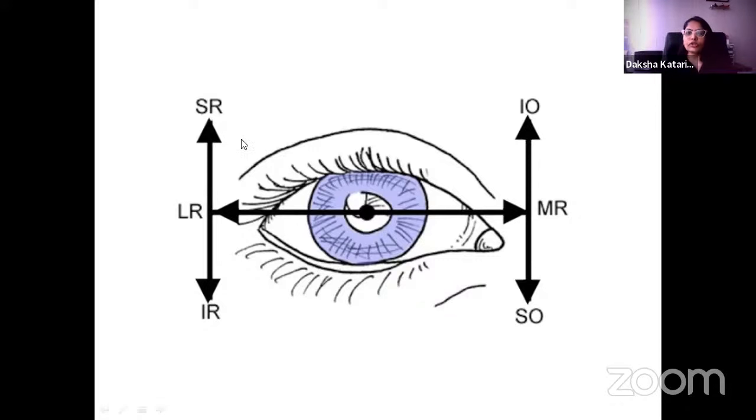Okay, so you're seeing both the elevators in their respective secondary actions. I hope you're able to follow this. This is one important thing I wanted to point out. When you are actually documenting, this is what you're doing. Here we draw the diagram like this. Reason being, this is where you're seeing the action of superior rectus in abduction, and this is where you're seeing the action of inferior oblique in adduction.